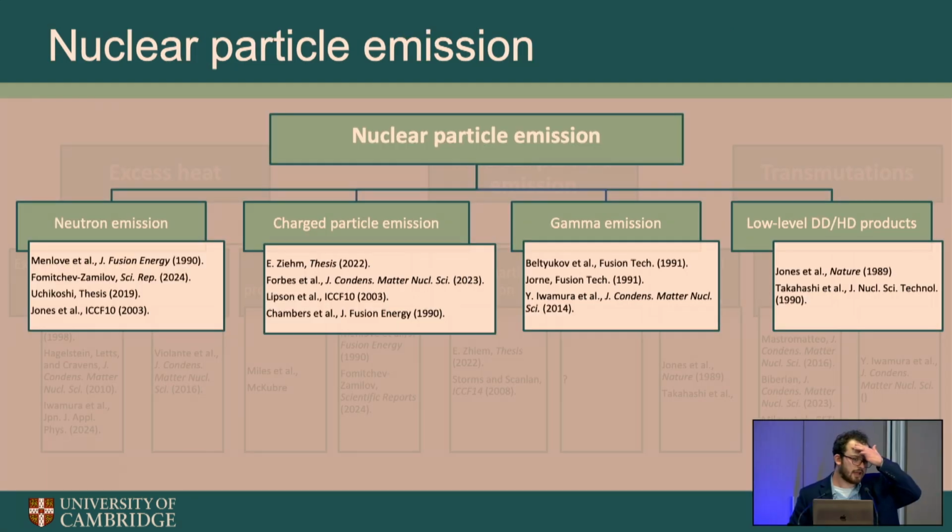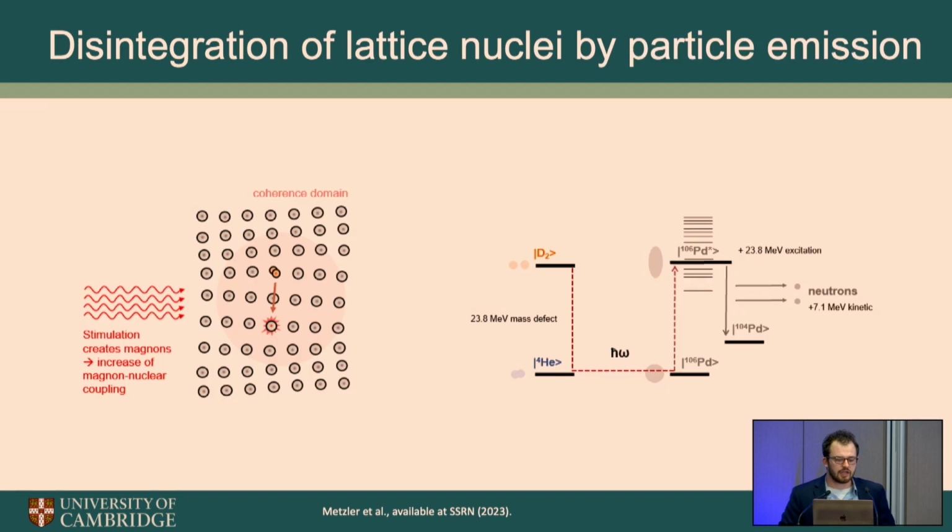I'll then say a quick bit about nuclear particle emission. You can imagine nuclear particle emission or transmutation as the result of when things aren't working well. If you transfer the 23.85 MeV quanta of energy from the D2 to helium-4 transition to a palladium nucleus, but you can't get higher, maybe you don't have phonon energy to transfer, maybe the coherence breaks, then you're left with an excited palladium nucleus with 23.85 MeV excitation, which will disintegrate.